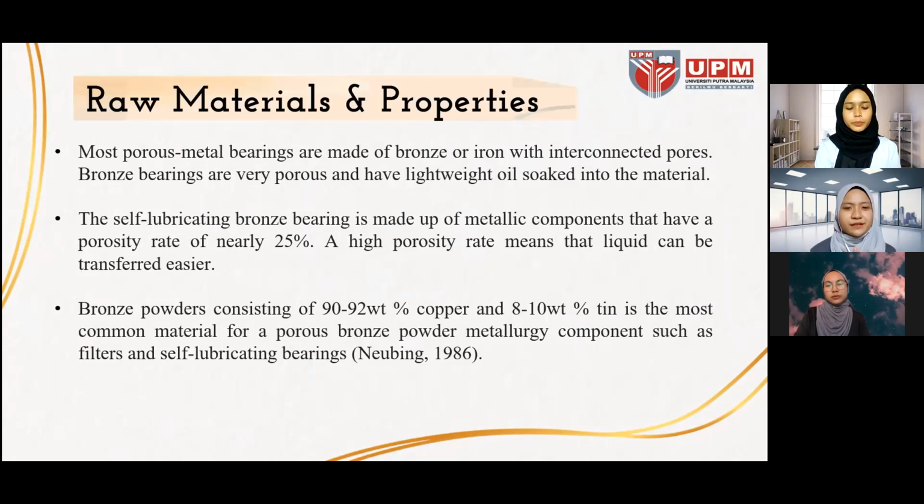Okay, so next is raw material and its properties. Most porous metal bearings are made of bronze or iron with interconnected pores. Bronze bearings are very porous and lightweight, with oil soaked into the material. The self-lubricating bronze bearing is made up of metallic components that have a porosity rate of nearly 25%. A high porosity rate means that liquid can be transferred easier. Bronze powder consisting of 90 to 92 weight% of copper and 8 to 10 weight% tin is the most common material for a porous bronze powder metallurgy component such as filter and self-lubricating bearing, by Newbing 1986.